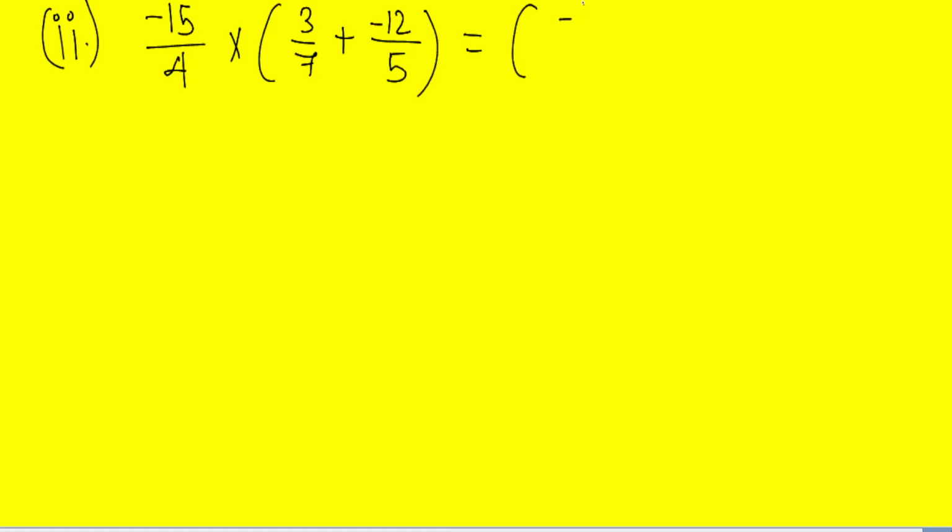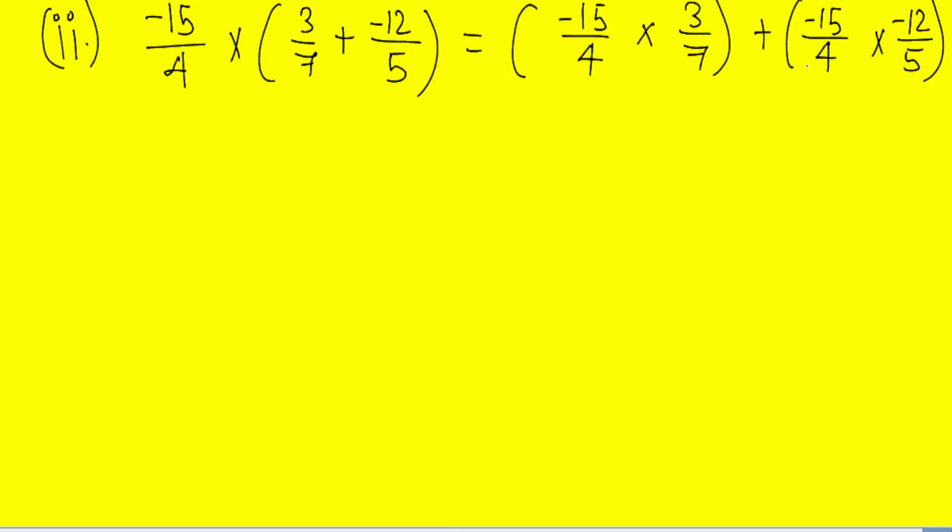In the second question, minus 15 upon 4 multiply (3 upon 7 plus minus 12 upon 5) is equal to (minus 15 upon 4 multiply 3 upon 7) plus (minus 15 upon 4 multiply minus 12 upon 5). Things are clear, beta? Now let's evaluate the value of left hand side.